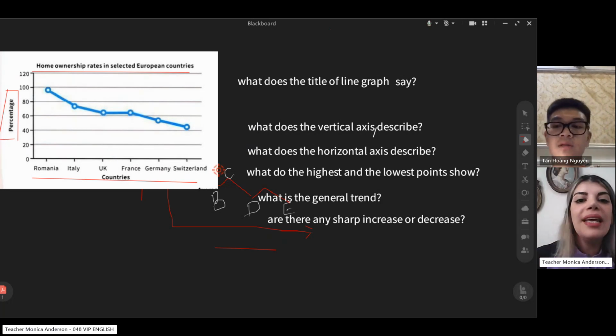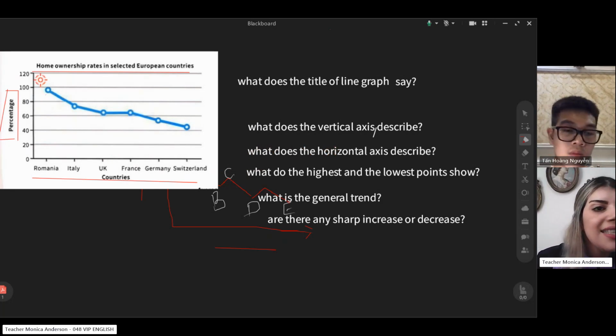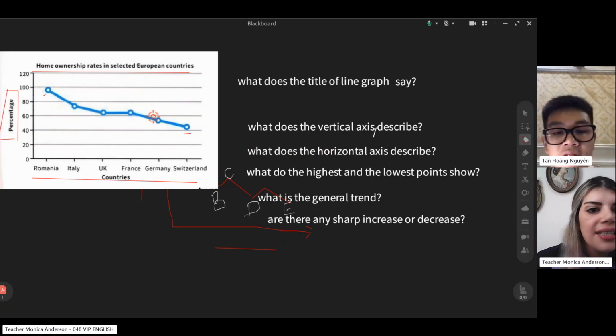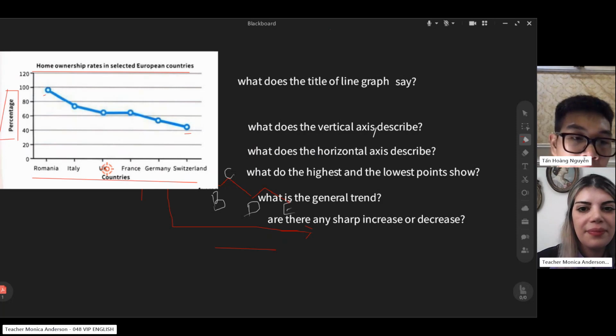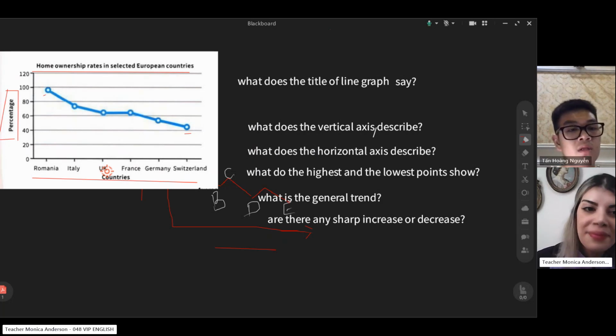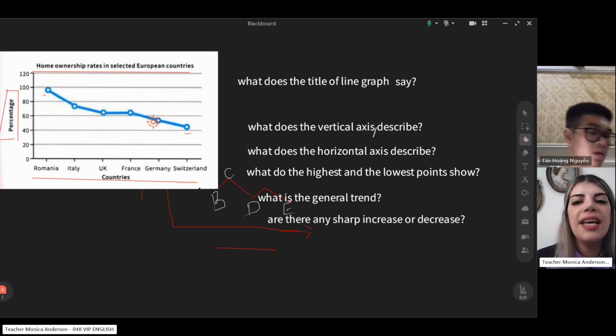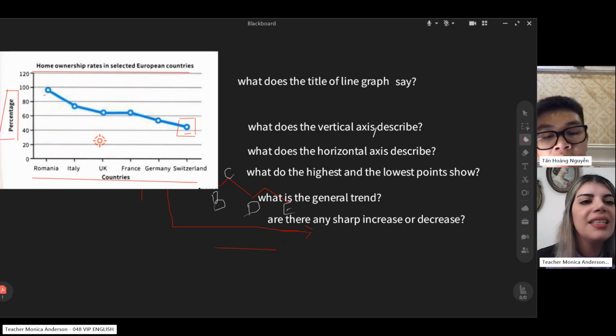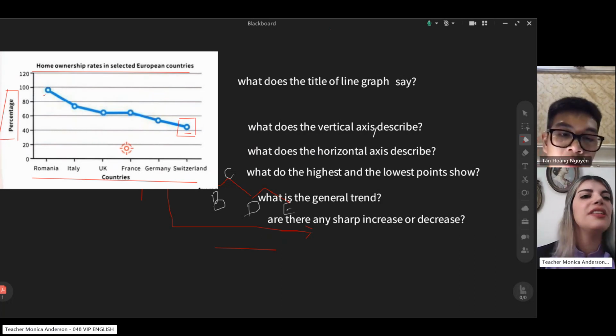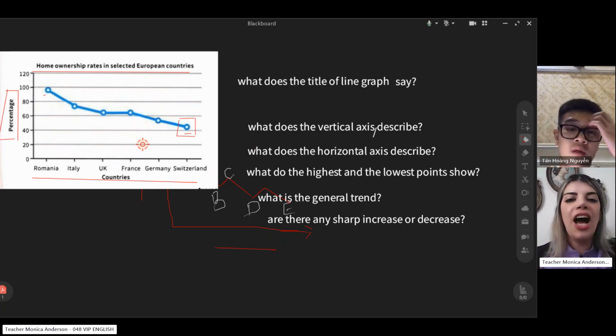Okay. Now, what do the highest and the lowest points show? The highest points show the percentage of ownership in Romania. And of course, the lowest point is the least percentage of ownership in Switzerland. Just this. Now, the next one.